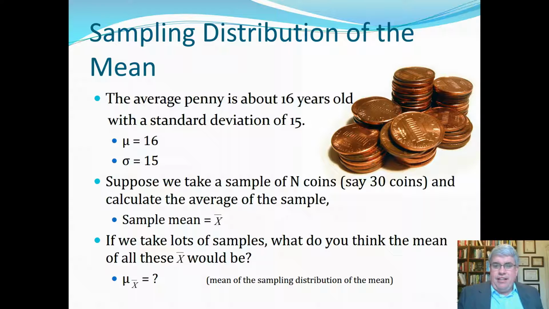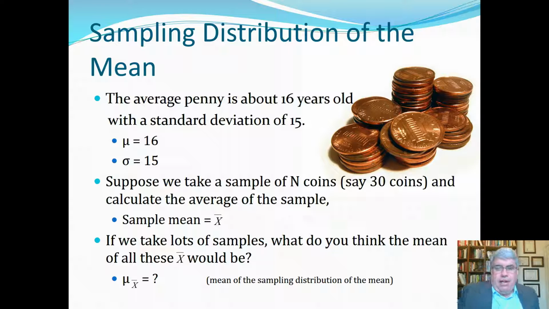Okay, now let's use some examples with pennies. You know that pennies all have dates on them. It turns out that the average penny in circulation that's sitting around in your pocket is about 16 years old with a standard deviation of 5. Some samples will be more than 16, some will be less than 16, but on the average, the coins are probably 16 years old.